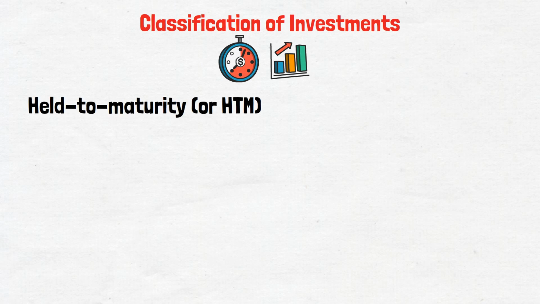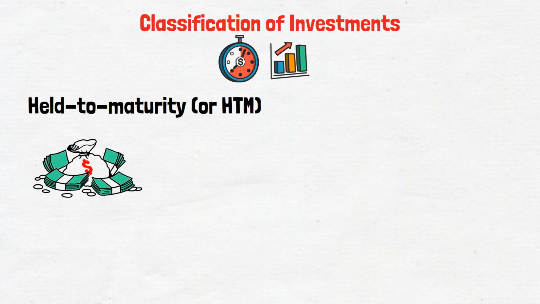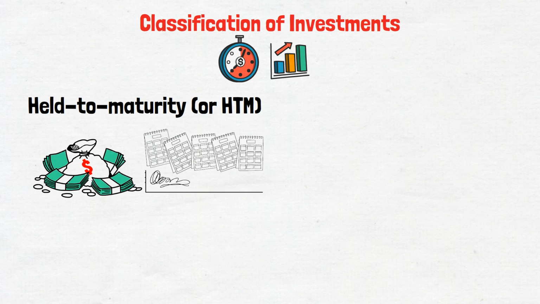Classification of investments. Investments can be classified into several categories based on their purpose, duration, and accounting treatment. Here are some standard classifications of investments. Held to maturity, or HTM, securities are investments a company intends to hold until maturity. HTM securities are accounted for at amortized cost, and the financial statements do not recognize any unrealized gains or losses.